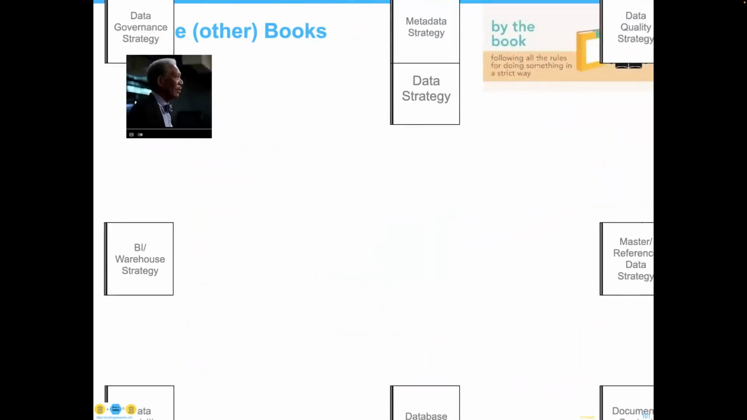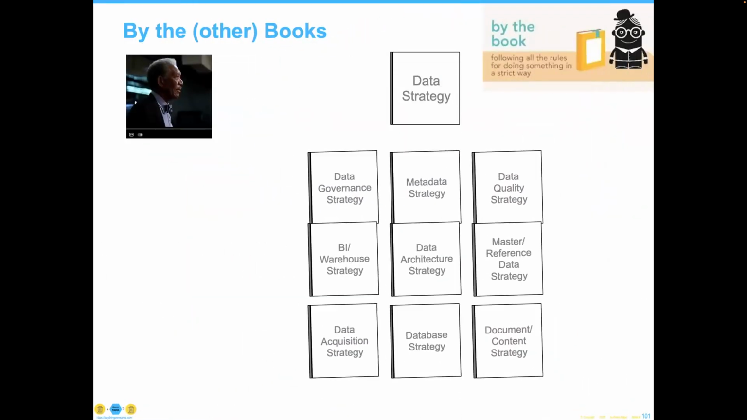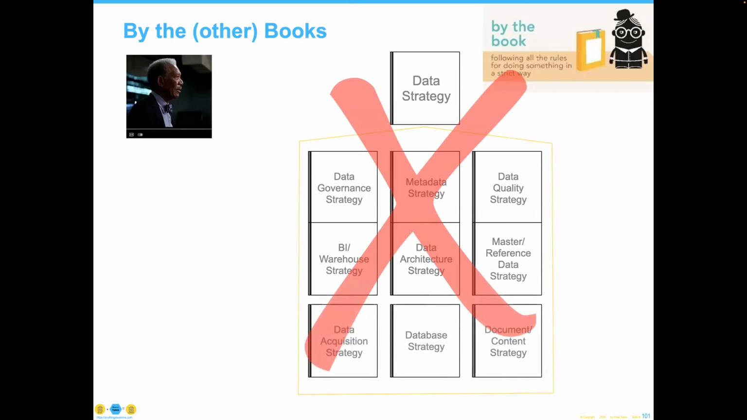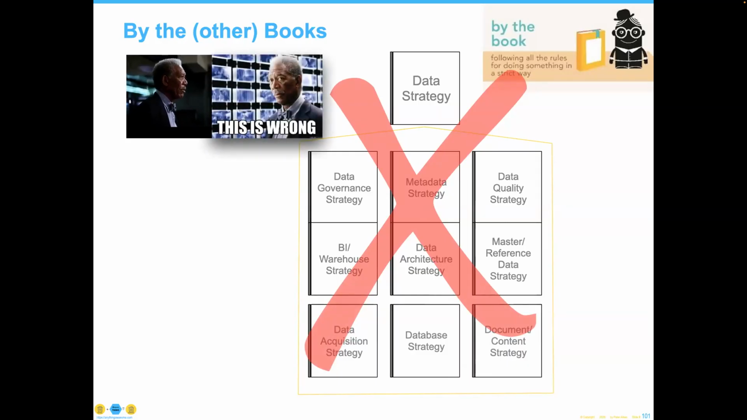Again, another Morgan Freeman piece. I've seen some people say a data strategy should be a combination of your data governance strategy, your metadata strategy, your data quality strategy. I'm not going to read all these to you, but you get the picture. The problem with this is that most organizations don't have these things ready. And even if you did, trying to get them all focused is not right. This is wrong. Thank you again, Morgan Freeman, right?